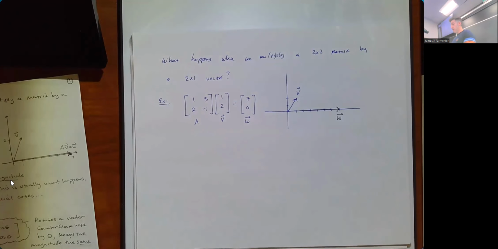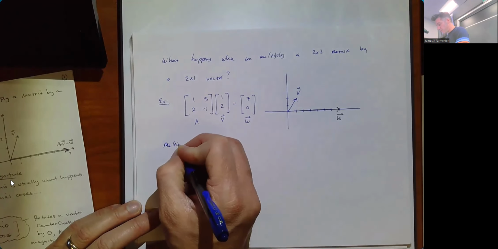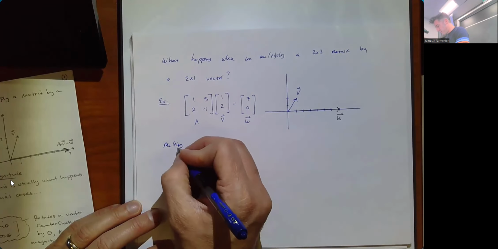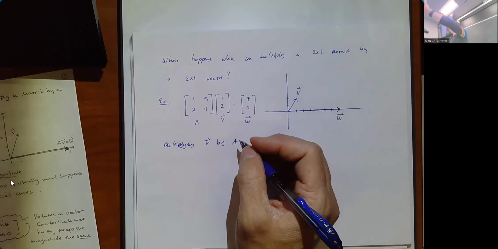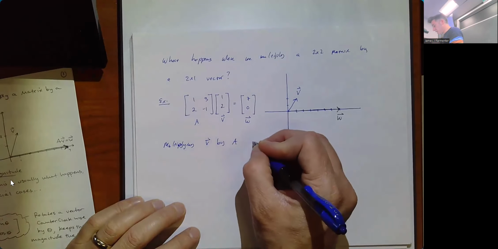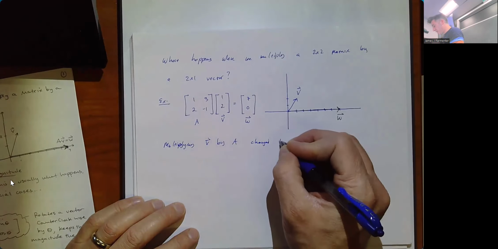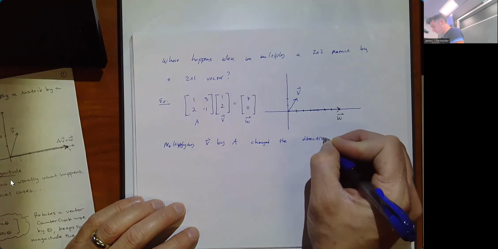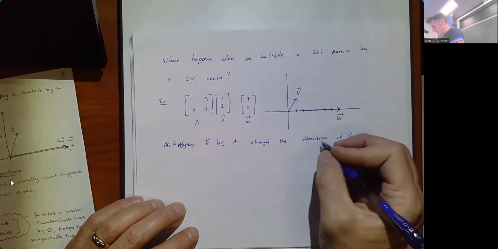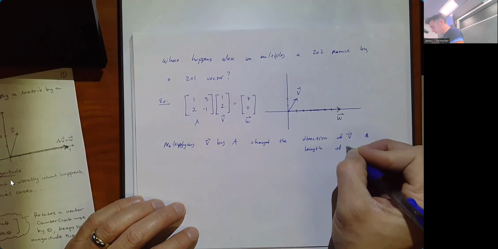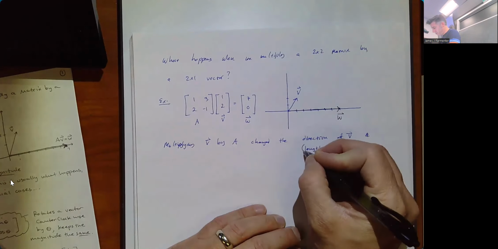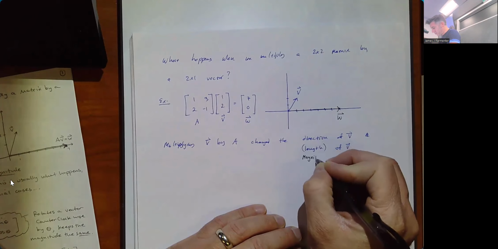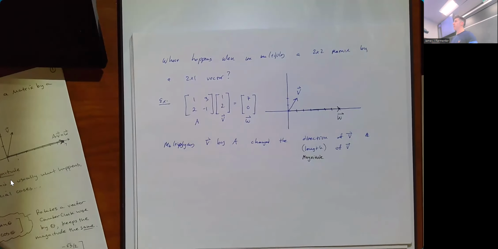And I'll point out that multiplying V by A did two things. Changed both the direction of the vector and the length of the vector. A more mathy word for length is going to be magnitude. But they mean the same thing. They just mean how long is the vector.